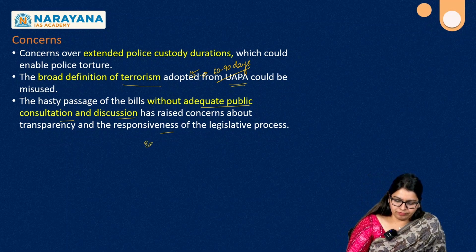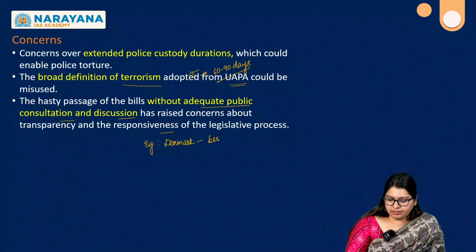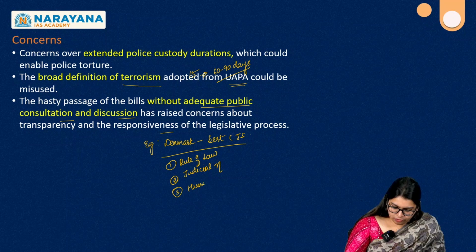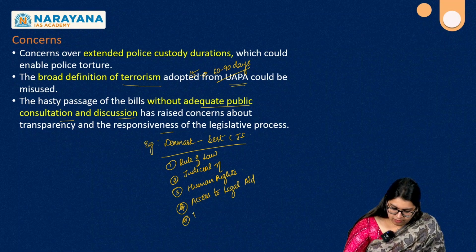For example, Denmark has the best criminal justice system so far in terms of rule of law, in terms of judicial efficiency, in terms of human rights, in terms of access to legal aid, prison system, legal reforms, etc.